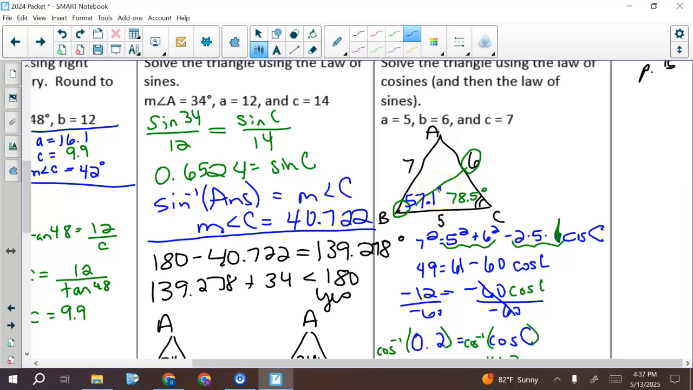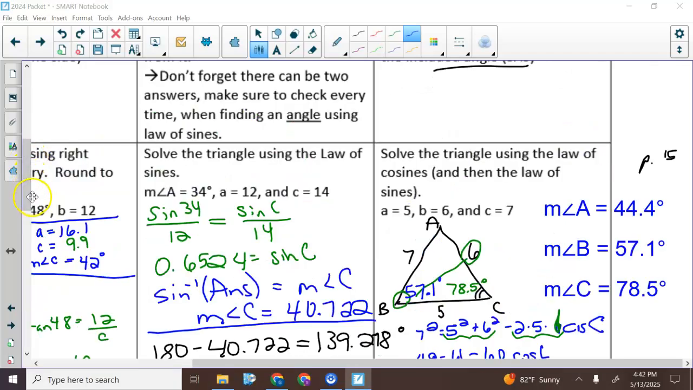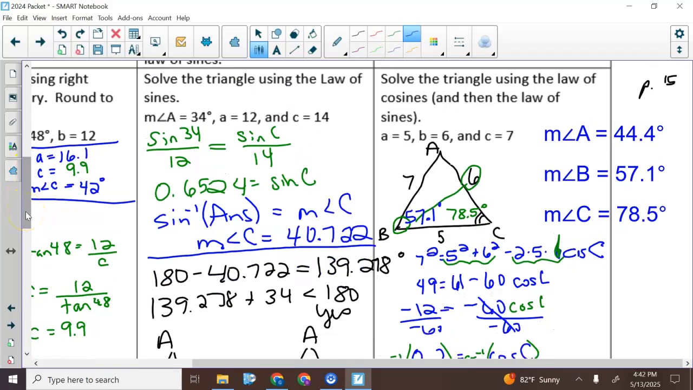Then if I add them all together and subtract from 180, we can figure out angle A. So to summarize, what was angle A? What was the measure of angle B? What was the measure of angle C? All right, we should have gotten the measure of angle A to be 44.4 degrees, B to be 57.1 degrees, and then C 78.5 degrees.